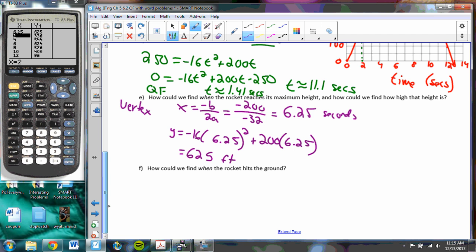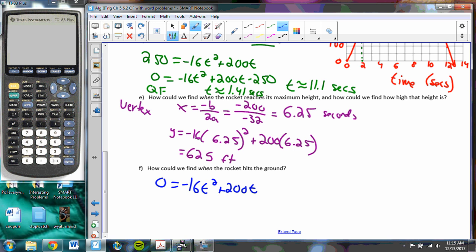Last part, F. How can we find when the rocket hits the ground? Plug 0 in for y. How come? Because that's how you get the two equations from 0 to. But why is it 0? That's when there's no height. You hit the ground, your height is 0.